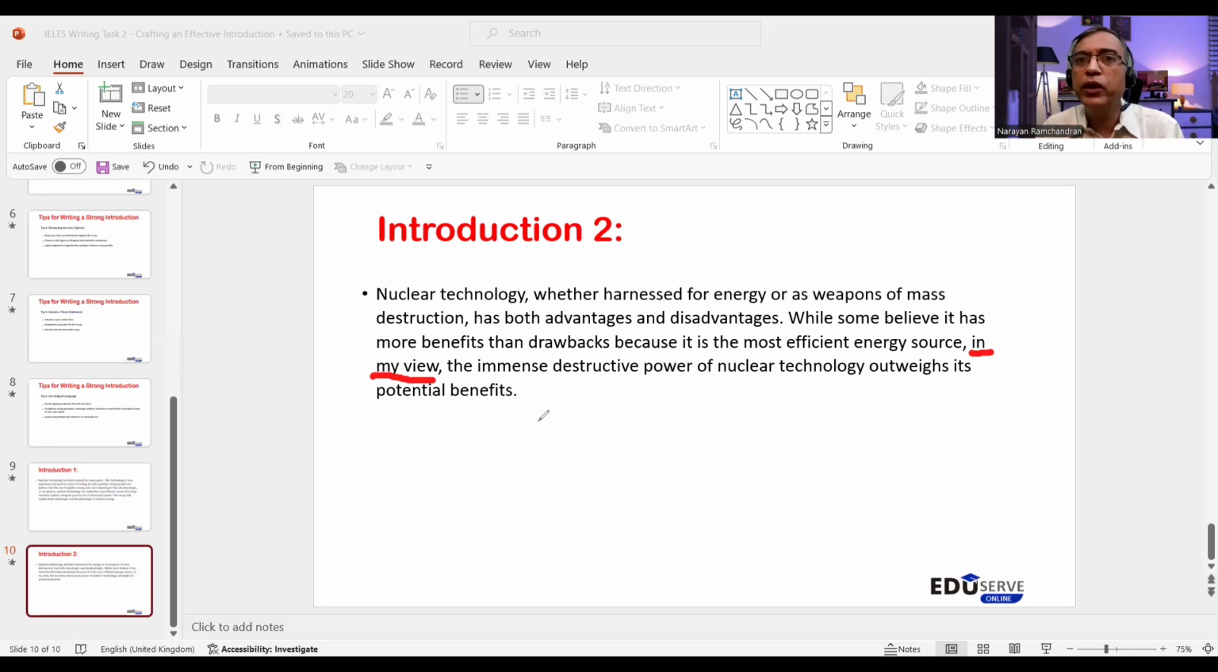So I hope that you will use all the tips that I have discussed in this and start writing introductions that will shine and get you a higher band score in your IELTS Writing Task 2 essays.